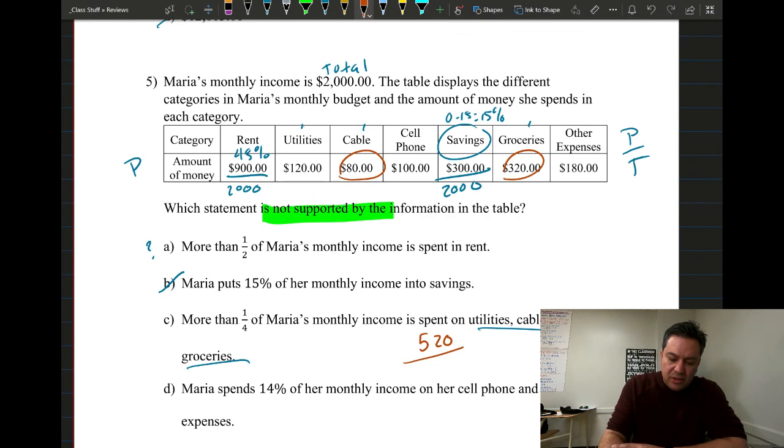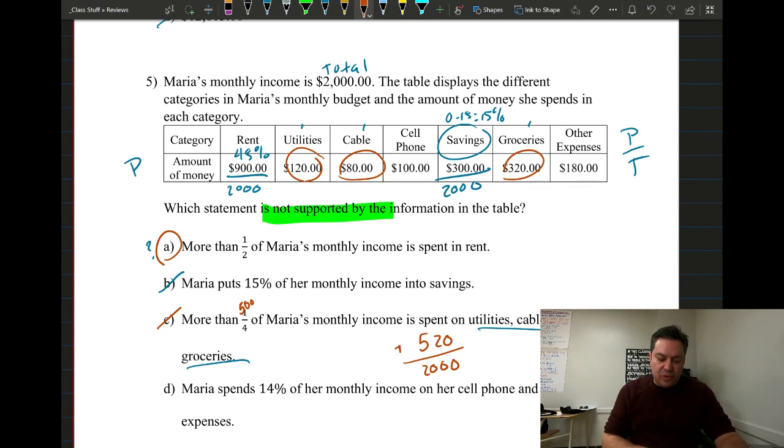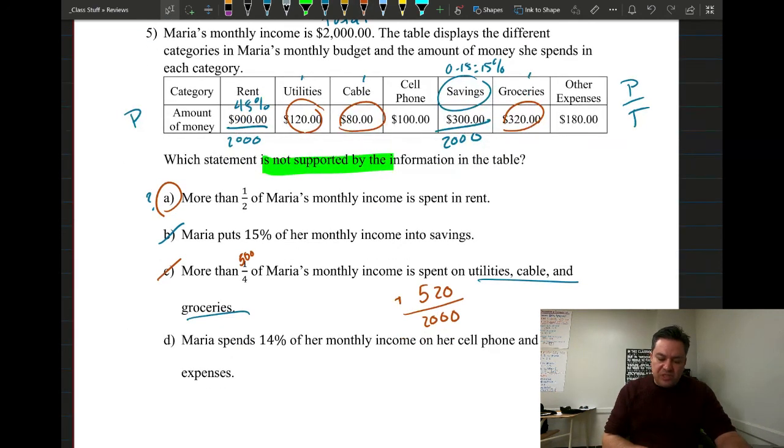over 2,000. Or you can just divide 2,000 divided by 4, which is 500. A quarter is 500 right here. So is this more than 500? Yes, and I'm looking for the wrong answer. It has to be A. And you can compare number 14, D, 14% goes to phone and other expenses.